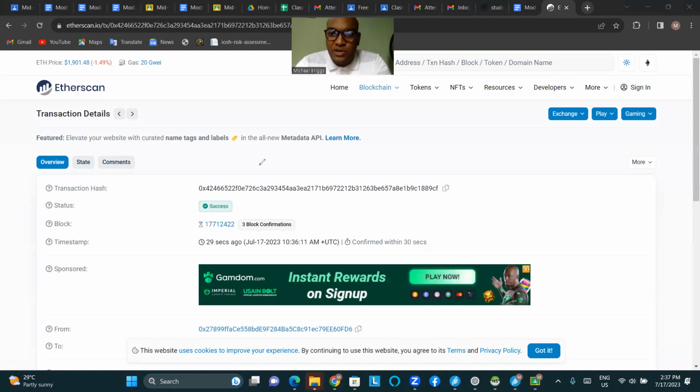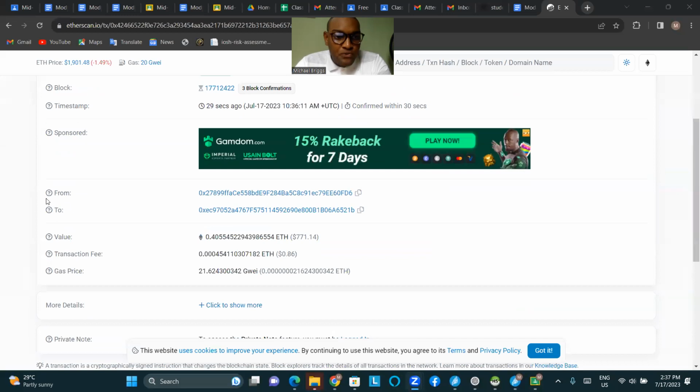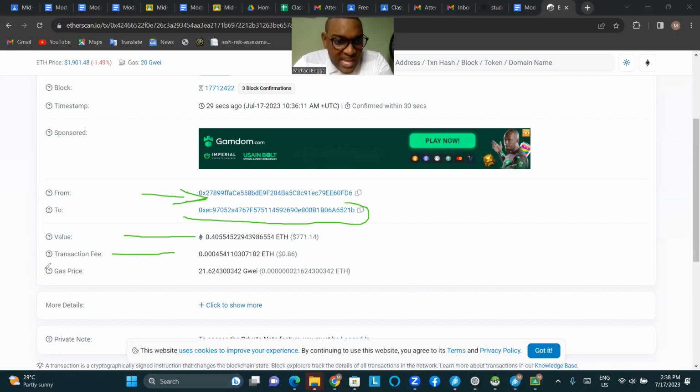Now let's take note of the addresses. If we look below, we're going to see the addresses, from this address to this address. The person is sending from this one to this one. Take note of the very last characters, 0FD6. If we search this block, take a look at some of the details: the transaction fee, the amount that was sent, the value, 0.4, and then the gas fee that was paid.